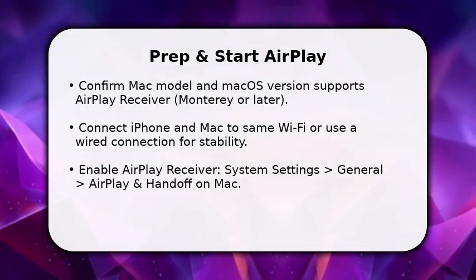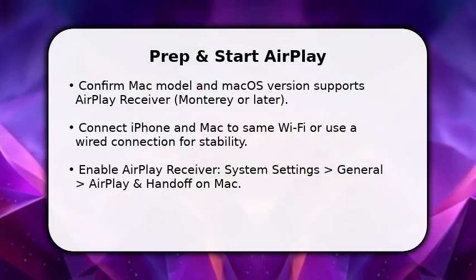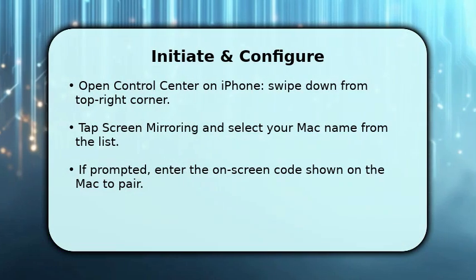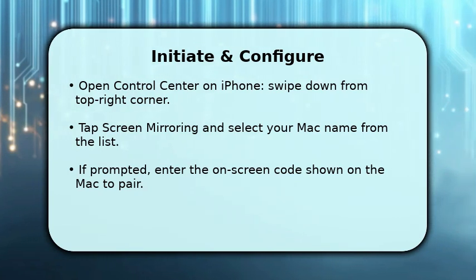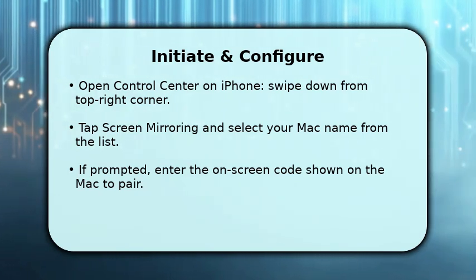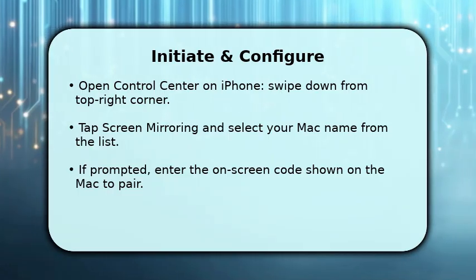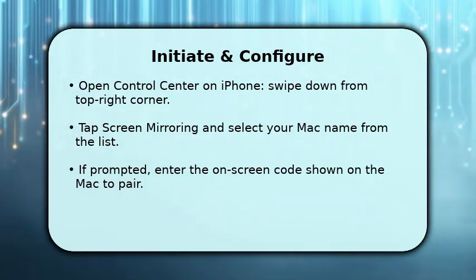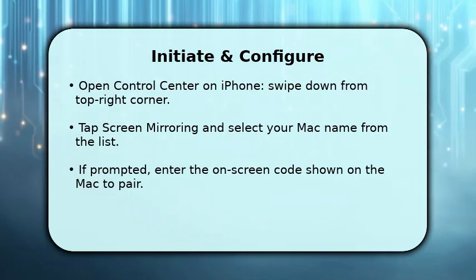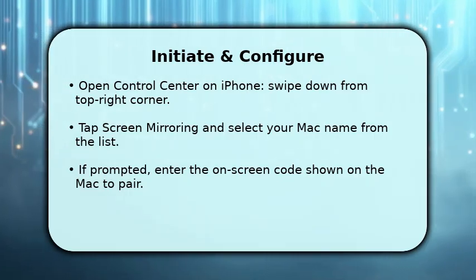Now unlock your iPhone and prepare to open Control Center to start mirroring. You swipe down to open Control Center and tap Screen Mirroring. This sends a discovery signal and lists nearby AirPlay receivers. Select your Mac by name. The Mac may display a one-time code you need to type on the iPhone to confirm the connection.